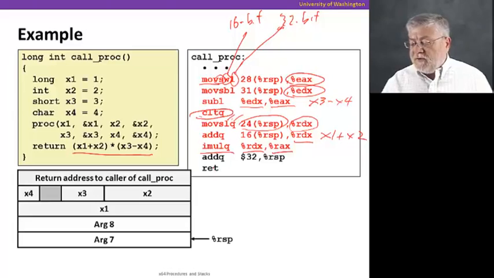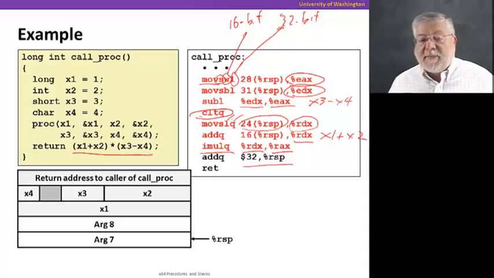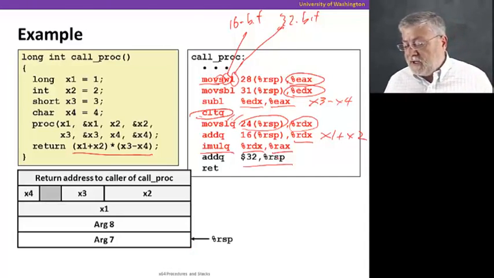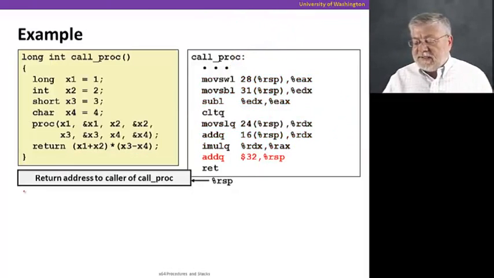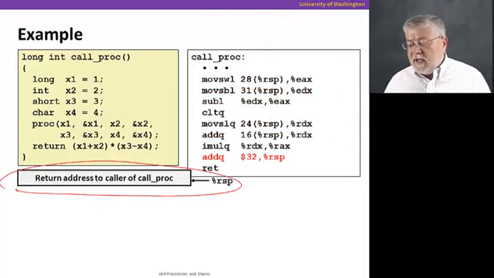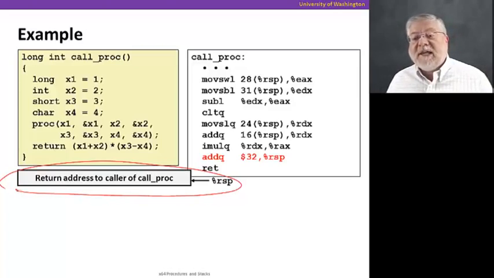The last thing we need to do before executing our return statement is clean up the stack and get rid of the space we allocated while we were in this procedure. And to do that, we add 32 to the stack pointer, the opposite of the subtract 32 we did at the beginning. Okay, so now we are exactly back to a stack that looks just like it did before, and we are ready to execute the return instruction that will take us back to whatever called proc in the first place.